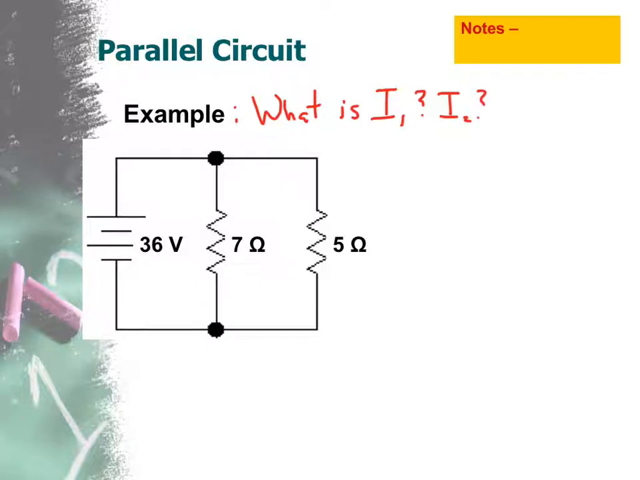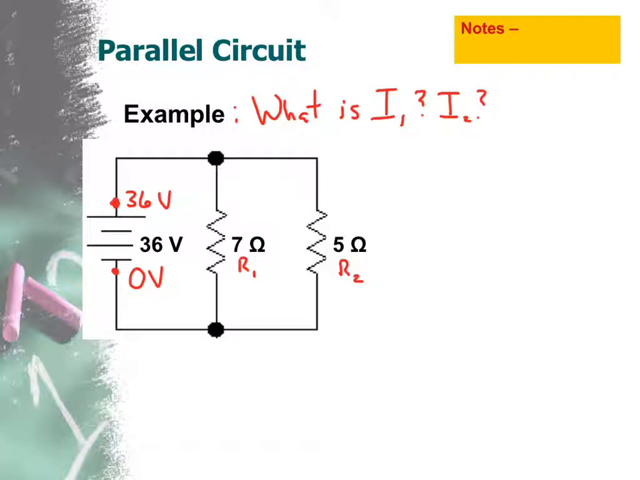Okay, so let's call this resistor the 7 ohm, R1. Let's call the 5 ohm resistor R2. I have a voltage of 36 volts on my battery. That is actually a voltage change between the two ends, or voltage difference. So that means the positive end is at 36 volts, higher than the negative end. If I decide the negative end is at 0 volts, the positive end will be at plus 36 volts.